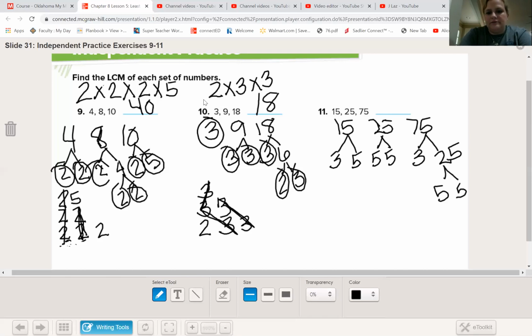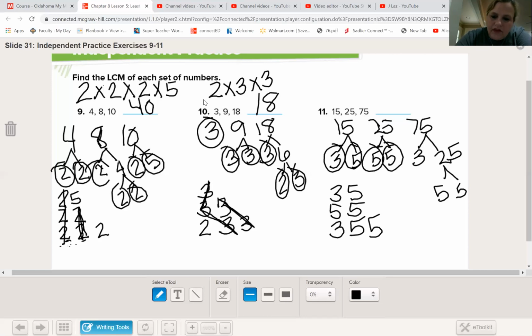So now let's write these out. 3, 5, 5, 5, 5, 5, 3, 5, 5, 3, 5, 5. Okay. Ultimately, we see these 3 5s right away. So those 3 5s are going to become 1 5. Here's a 3 and a 3. Remember, it doesn't have to be all 3. 2 is good enough. 5 and 5.